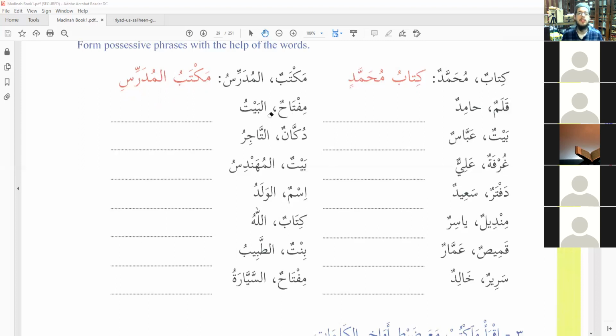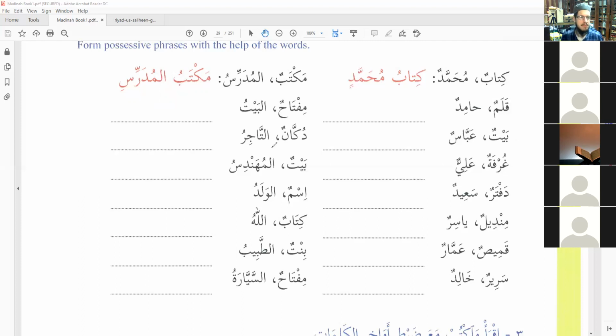Arum, could you please do the first example? Miftahun al-Baytu. Miftahul Bayti. Yeah, fantastic. And what does that mean? Key. Oh, house is key. Yes, exactly. In idiomatic English, we would say the house key, but literally, the key of the house. Very good.